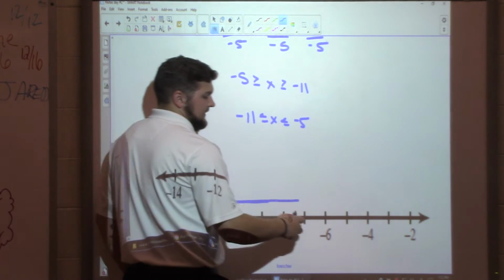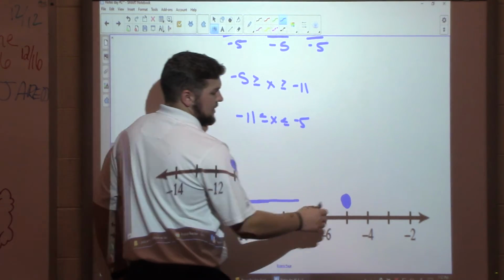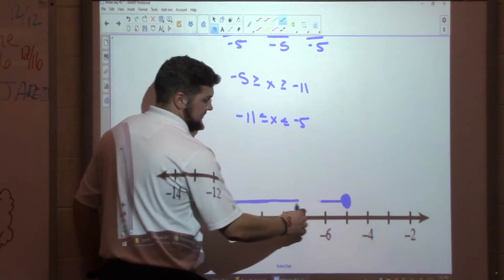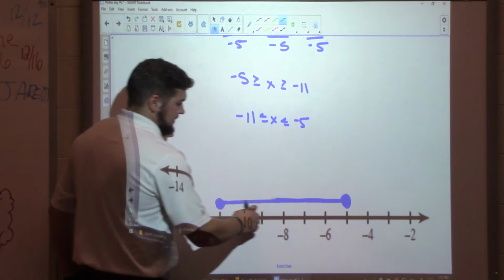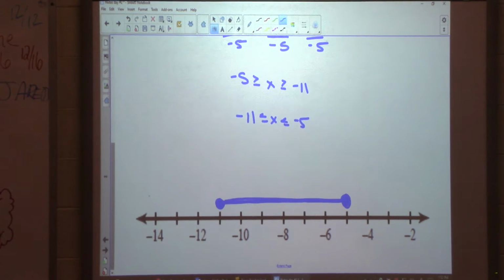Okay? At negative 5, I have another closed circle. So it's or equal to. Which way am I going to shade? Left. It's less than. So right here, that shaded part between the two dots is my solution set.